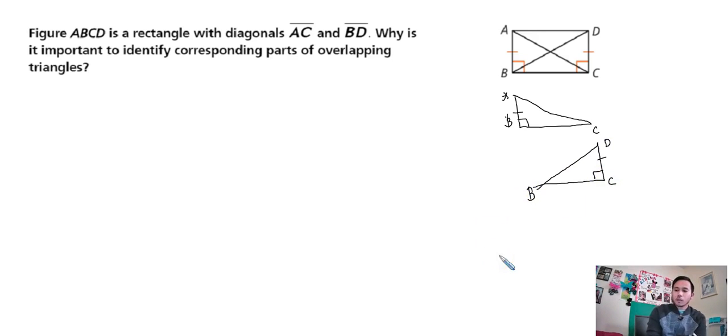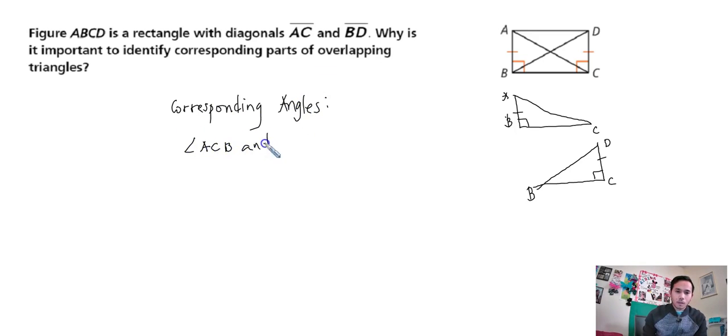So the corresponding angles are, okay, so I'll just write here, the corresponding angles are: one, we have angle ACB and angle DBC.